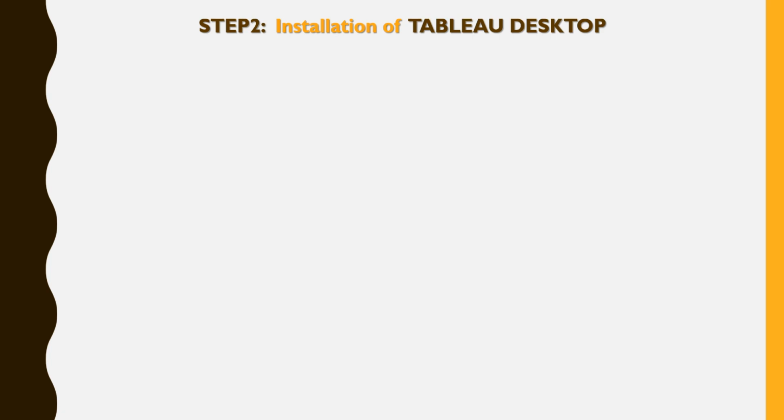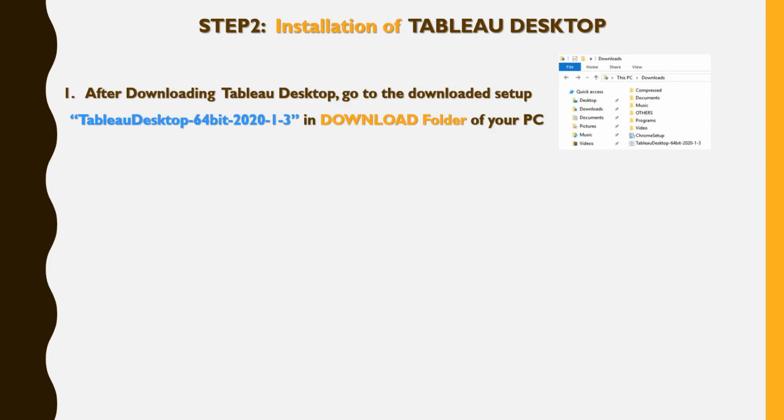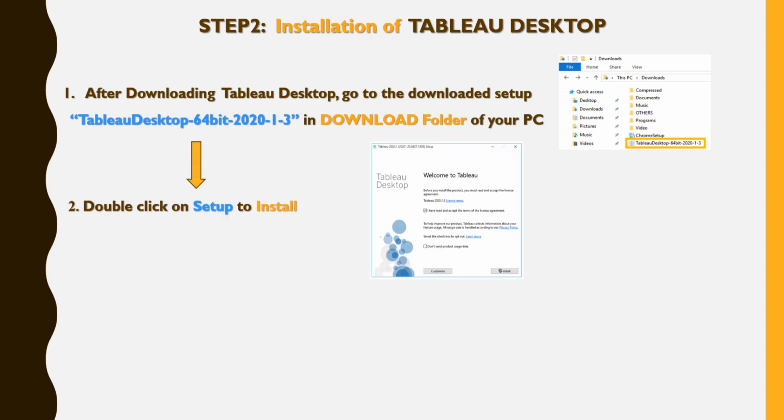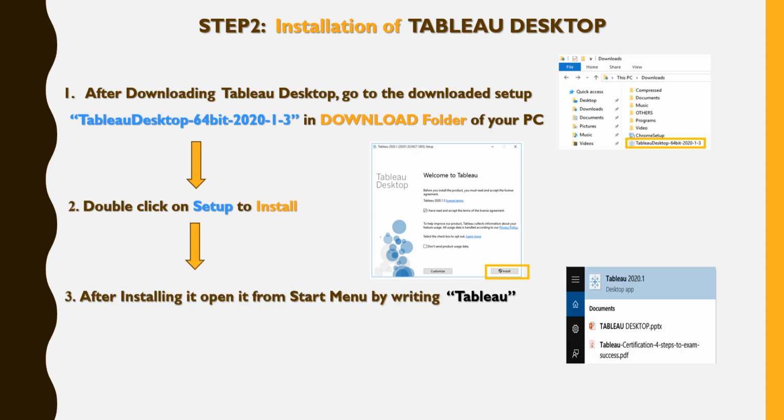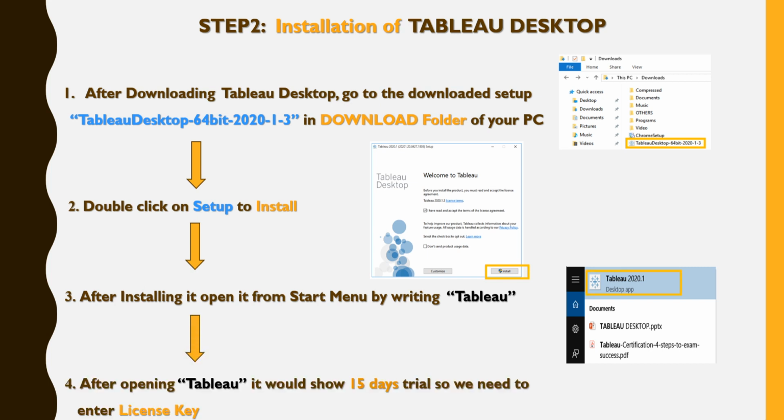After downloading Tableau Desktop, you need to follow the next step, that is installation of Tableau Desktop. It's a very easy step. First of all, you need to go into your downloads folder, and inside your downloads folder, there will be a setup of Tableau Desktop that you have downloaded just now. After getting the setup, you have to double click on the setup and it will open an installation wizard. In that installation wizard, you can see an install button, right? Click on that install button, and your software will be installed. Once it is installed, you can go to the start menu, and when you type Tableau in your start menu, you will see the software present in your PC.